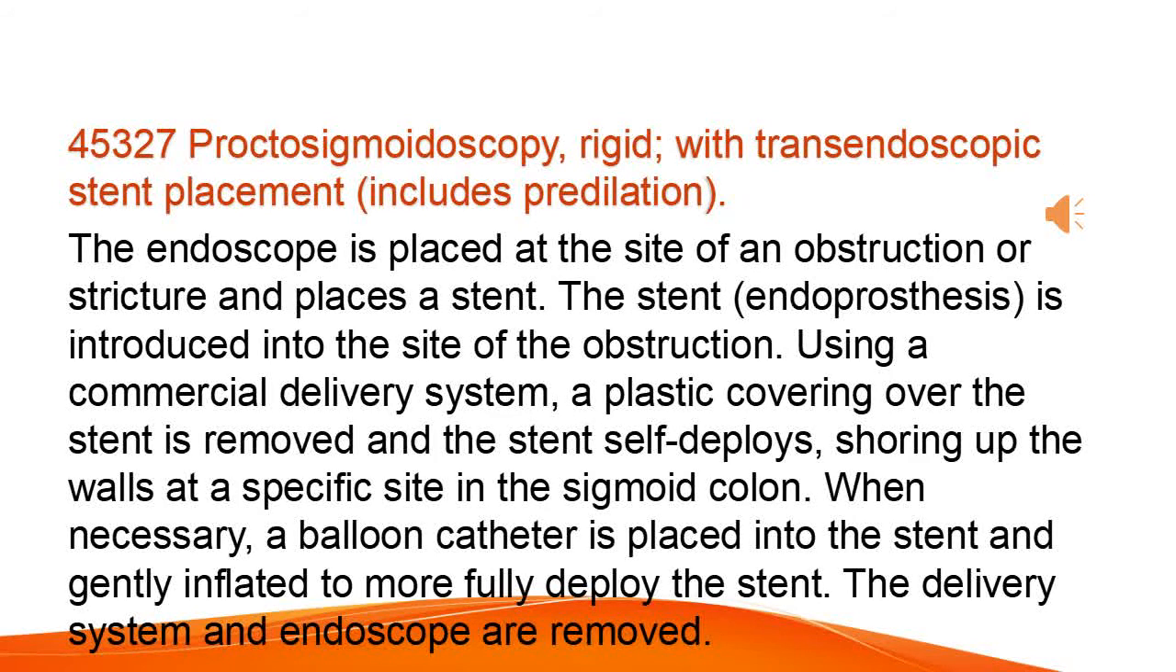Proctosigmoidoscopy, rigid, with transendoscopic stent placement, includes predilation. The endoscope is placed at the site of an obstruction or stricture and places a stent. The stent, endoprosthesis, is introduced into the site of the obstruction. Using a commercial delivery system, a plastic covering over the stent is removed and the stent self-deploys, shoring up the walls at a specific site in the sigmoid colon. When necessary, a balloon catheter is placed into the stent and gently inflated to more fully deploy the stent. The delivery system and endoscope are removed.